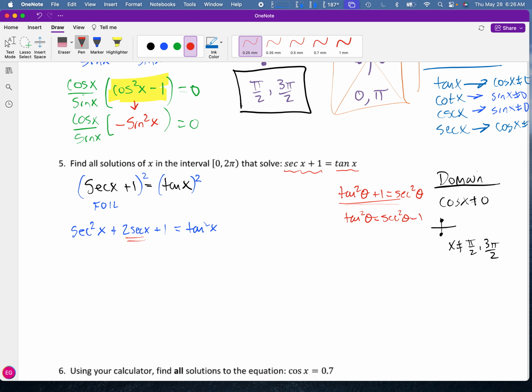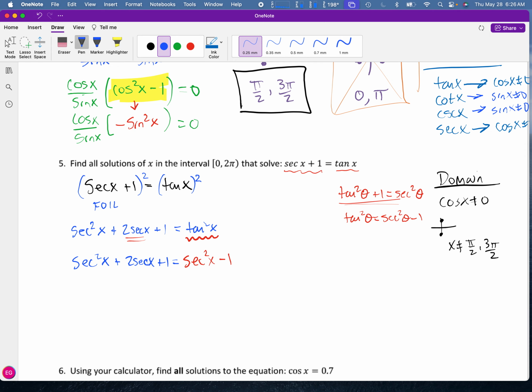So I'm going to choose very purposely to change the tan squared x into a secant squared x minus 1 using those identities, because now I have all secants. So I have all of one type of trig function. And now it's going to be much easier for us to factor and solve things. So I'm going to move things to one side of the equation and kind of see what happens.